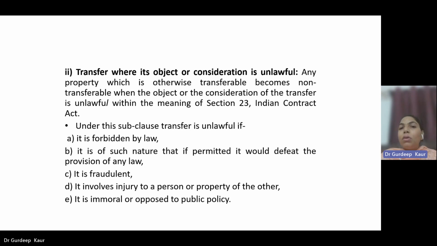According to Section 23 of the Indian Contract Act, the object or consideration is unlawful where it is forbidden by law. It is of such a nature that, if permitted, it would defeat the provision of any law. If it is fraudulent, if it involves injury to a person or property of another, or it is immoral or opposed to public policy. So any property which is otherwise transferable becomes non-transferable when the object or the consideration of the transfer is unlawful, according to Section 23 of the Indian Contract Act.